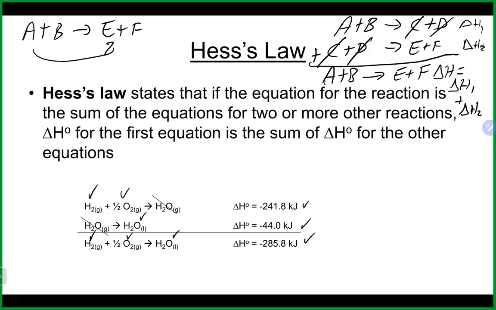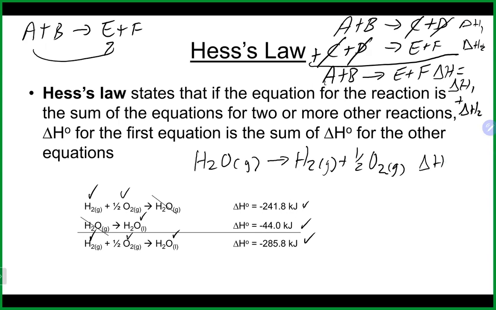Now, for example, let's say that we needed the top reaction, not the way it was written, but I needed it like this, which is basically the reverse of it. What would the delta H value for that reaction be? It would be the exact same number as this, but because we reversed it, it just becomes a positive number, and it would be positive 241.8 kilojoules, right?